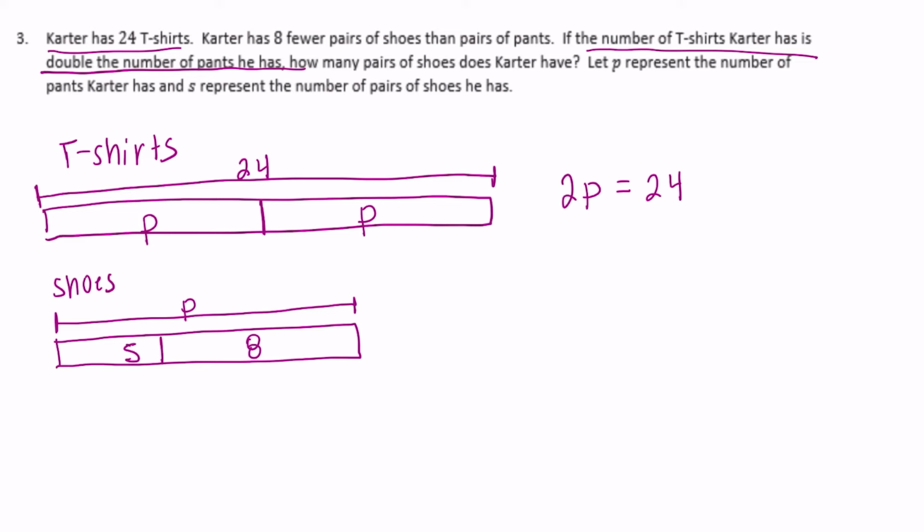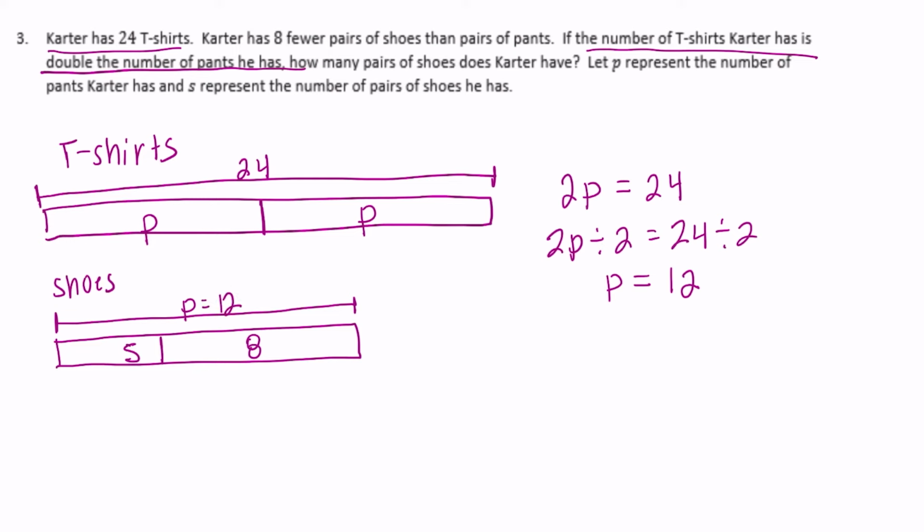So we have 2 times P equals 24, so we need to get the P alone. So 2 times P, we can get P alone by dividing by 2. Whatever we do to the left, we need to do to the right. So 24 divided by 2. So P is equal to 24 divided by 2, which is 12. So pants is equal to 12.